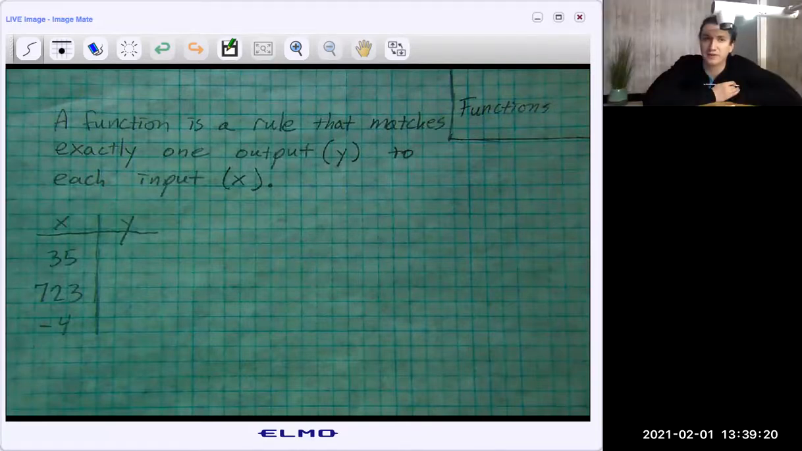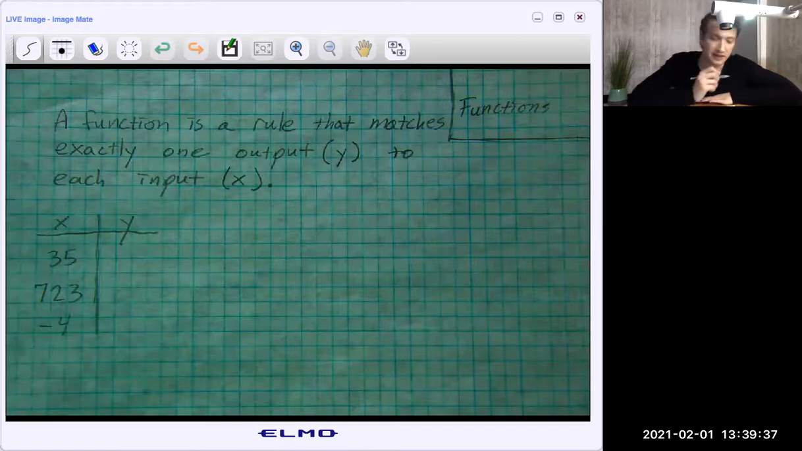So this is how you set up a function. One way to do it is make a table and then just show us what inputs you're going to use. And then there's a rule, and we don't know what the rule is. We're not so worried about those today. I mean, maybe you'll figure it out as we go, but that's not our purpose. Our purpose is just to figure out if it's a function or not.